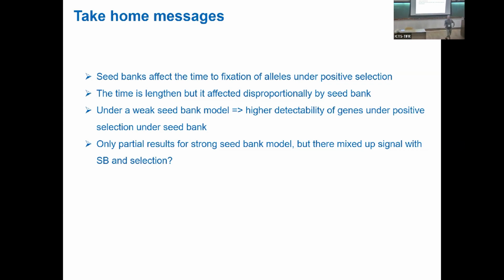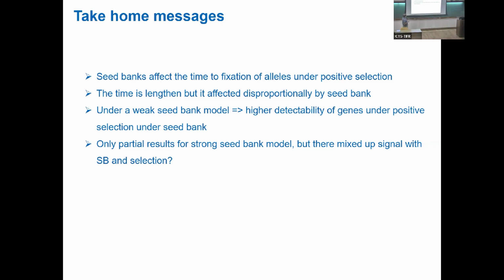Okay, and I finish with a couple of wrap-up messages about the seed bank. So I hope that I convinced you that the seed bank affects the time to fixation of an allele under positive selection. So selection is slower, but it has a non-trivial effect based on the selection coefficient. The time is lengthened, but is disproportionately affected by the seed bank depending on the selection coefficient. And under the seed bank model we use, which is the weak seed bank, we find that we have high detectability of the genes under positive selection. We did not test that for the strong seed bank model. So this we have not done yet, but I would expect it probably also works.